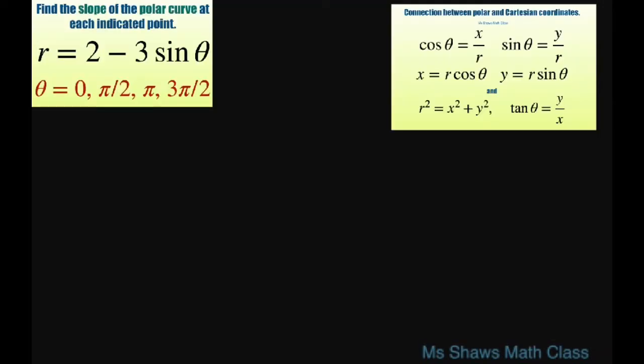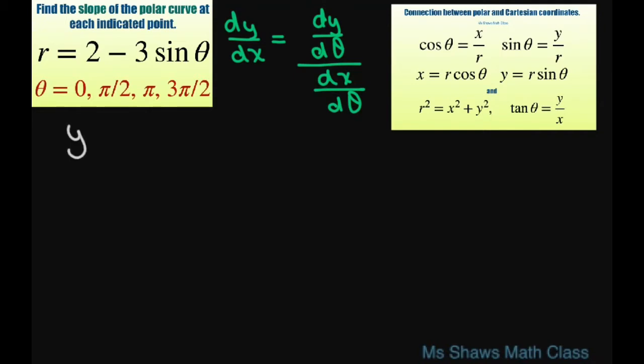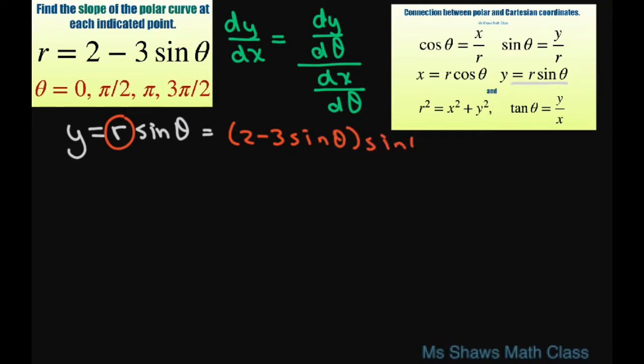So let's first take the derivative of y with respect to x. That means we're going to take the derivative of y with respect to theta, find that first, and then take the derivative of x with respect to theta, and divide by that one. First we know that y equals r sine theta. So substituting in for our r, that's going to give us (2 minus 3 sine theta) times sine theta for this piece. So let's differentiate our y with respect to theta.